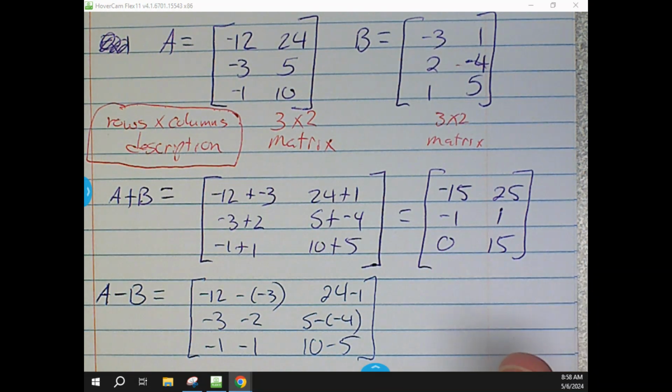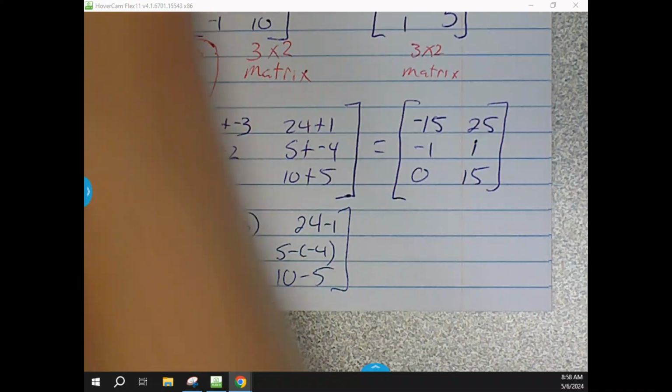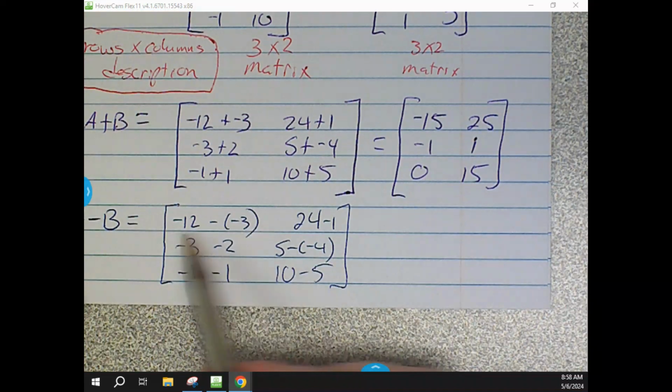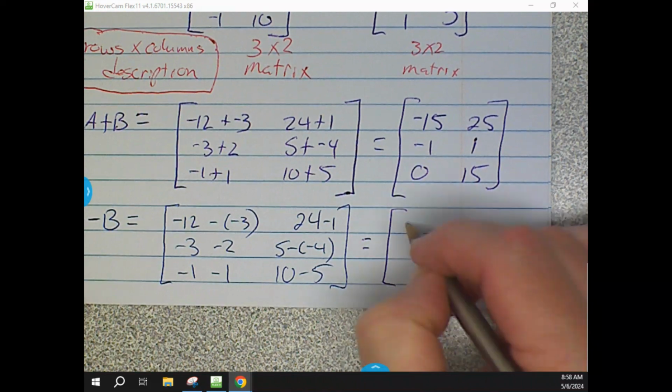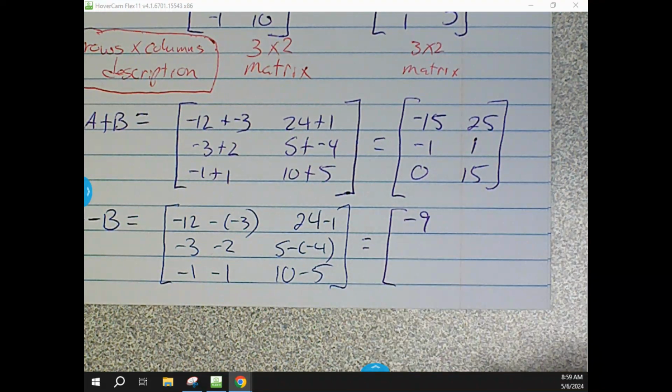The other thing you can do is think about it this way: if it's subtraction, you change all the signs of what's in here, and then it becomes an addition problem. It doesn't really matter how you look at it, but with subtraction, make sure you write down the steps to make sure you got it. So with negative 12 minus negative 3, we know that's negative 12 plus 3. That'd be negative 9.